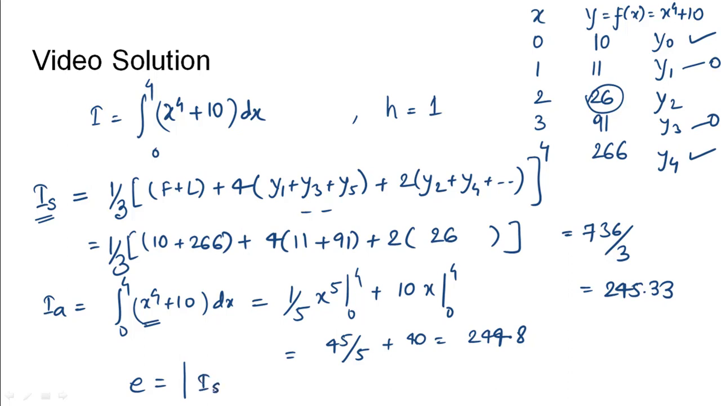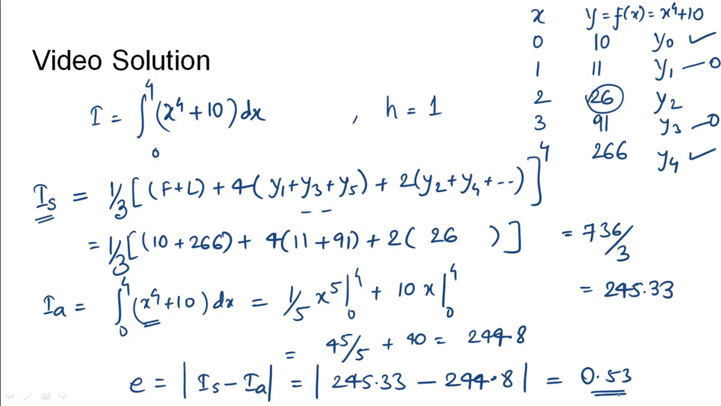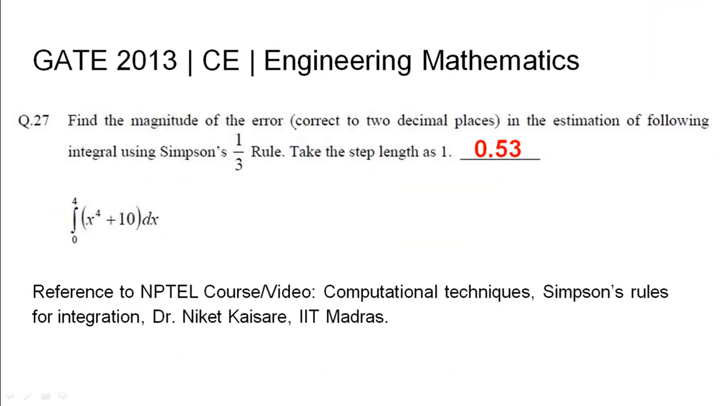The error magnitude can be calculated as the difference of IS and IA. So it would be mod of IS minus IA, and we take the modulus as we just need the magnitude. Substituting the values, 245.33 minus 244.8, which is the actual integral, the value would turn out to be 0.53, which is the error in the integration. So the magnitude of error was found out as 0.53.